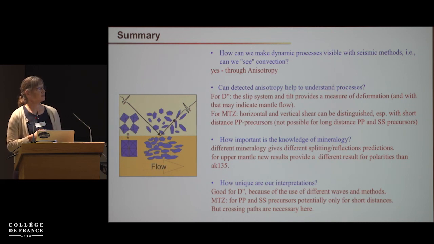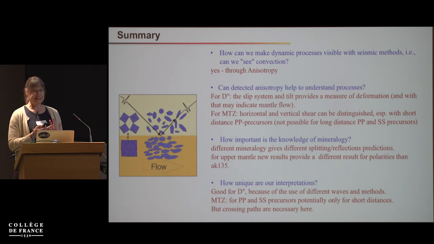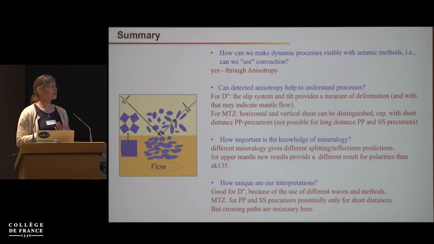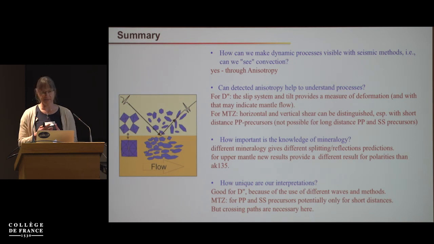How important is the knowledge of mineralogy? I guess you just saw it's really important because different mineralogy gives different predictions for splitting and reflections in the double prime, but also for the upper mantle. So it's really, really important to use the correct mineralogy. And how unique are our interpretations? I would say it's okay for the double prime because we use different waves and methods. We combine waves and methods, and that, I think, gets rid of some of the ambiguity. For the mantle transition zone, potentially yes, for short distances, but we still need crossing paths in this region.